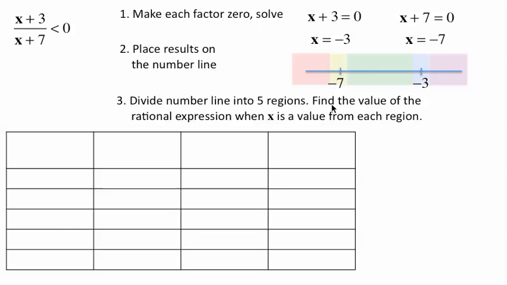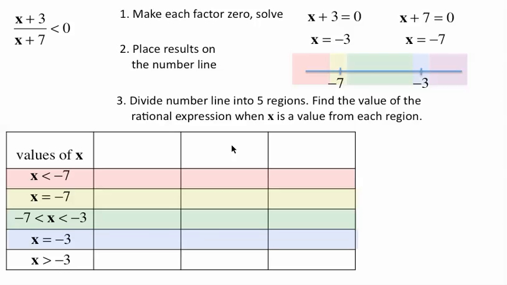Then you want to find the value of the rational expression, that's this thing, when x is a value from each region. To do that, we're going to split it up into the two parts, the x plus 3 and the x plus 7. So we're looking at values of x when x is less than negative 7, which is that pink region, when x is equal to negative 7, which is the yellow region, when x is between negative 7 and negative 3, which is the green region, when x is equal to negative 3, which is the blue region on this number line, and when x is greater than negative 3, which I've colored purple.